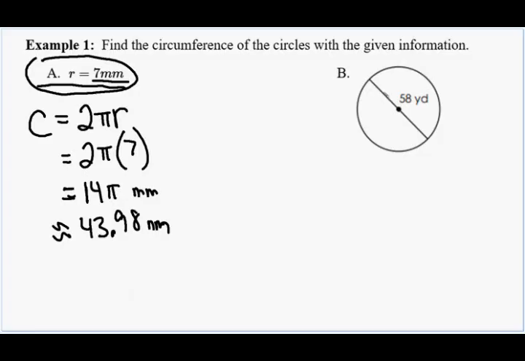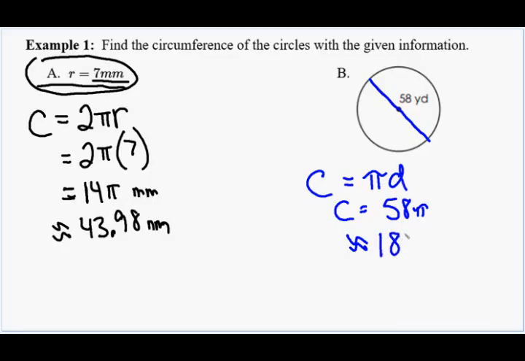So again, in part A, they gave us the radius and we plugged it in the formula. In part B, we have the full diameter. So let's use circumference equals pi times diameter, our other circumference formula. We're just going to plug in 58 for D, so our circumference is 58 pi. That would be our exact answer. And if we use the pi button on our calculator, we'll get our decimal of about 182.21 yards. Again, our units in the first one were millimeters. Second one, our units were yards.